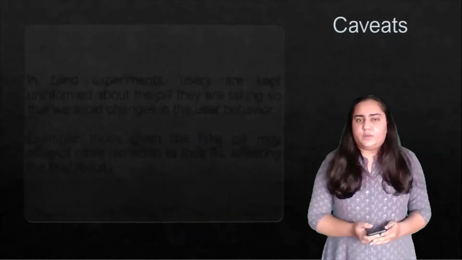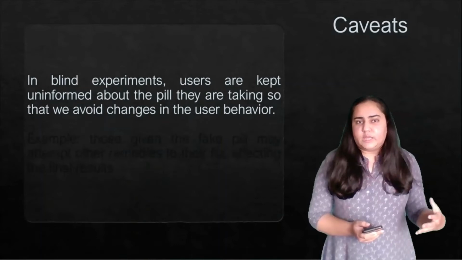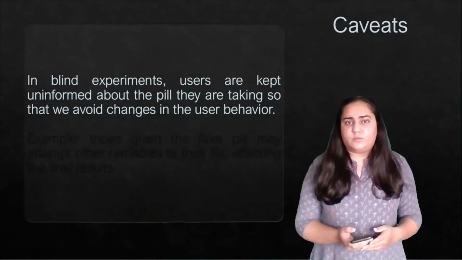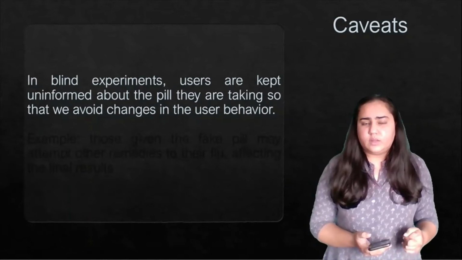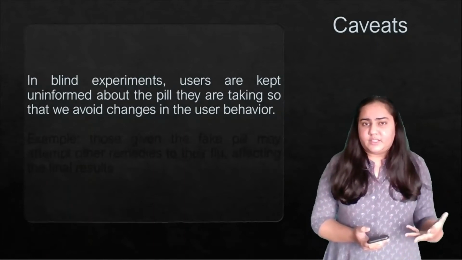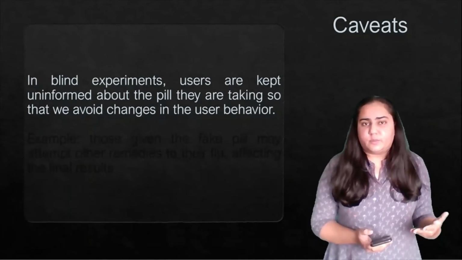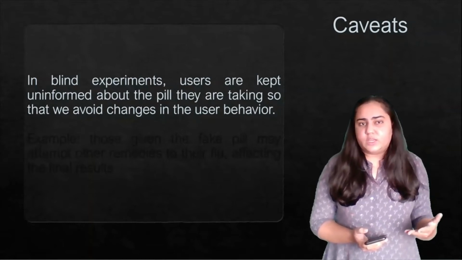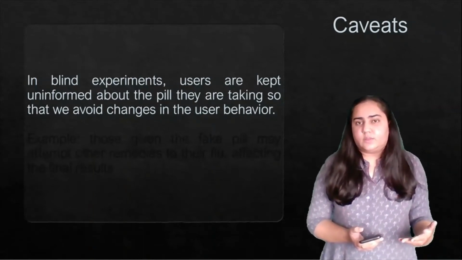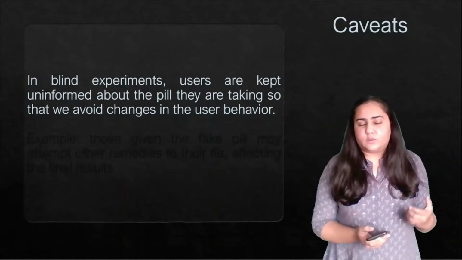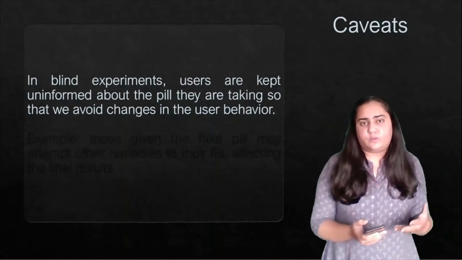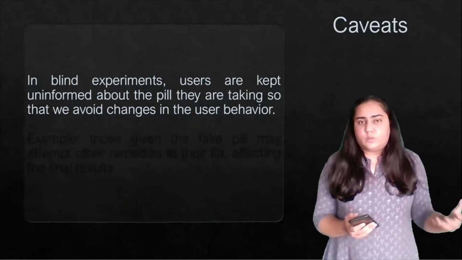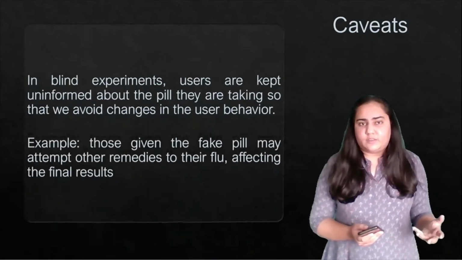Now, once again, there could be problems. Like we saw with the add to cart button, there could be problems if users are kept uninformed about the pill. In blind experiments, users are kept uninformed about the pill they are taking so that we can avoid changes in user behavior, right? So users are not told whether they have a fake one or the real one, so that you can avoid changes in the user's behavior.